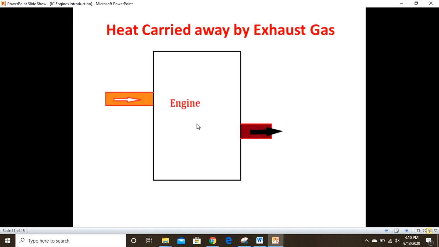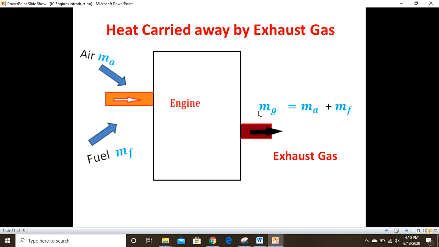Okay. Next, heat carried away by the exhaust gas. See, mass of the air will be given first. Air is needed for combustion. Fuel will be given, then these together will convert inside the engine and produce some amount of work, and some amount of the whole will go to the exhaust gas. This will come with some temperature. The temperature will be Tg0. See, mass of the gas which is coming out is equal to mass of the air plus mass of the fuel. See, Tgi, Tg0.